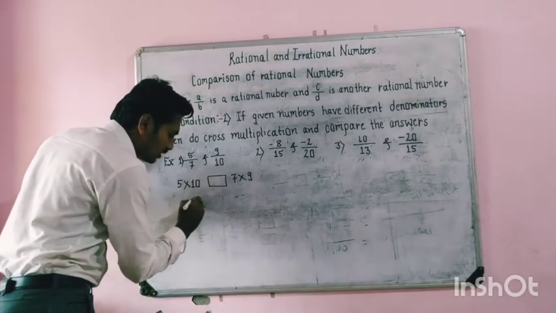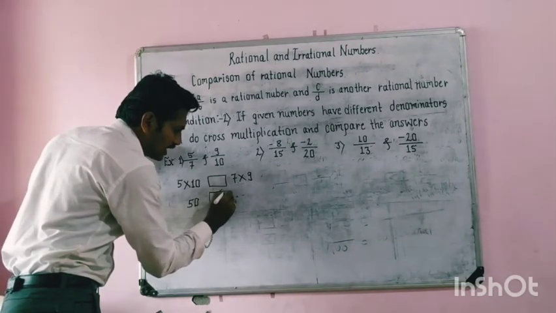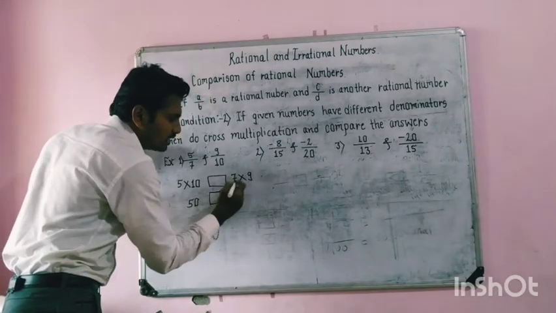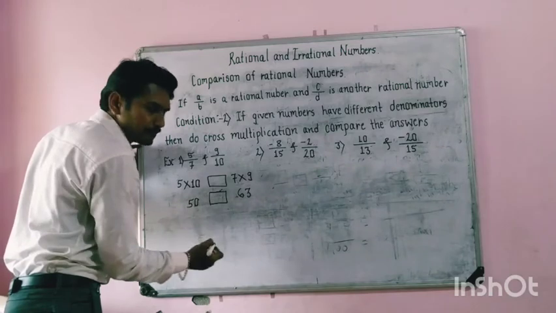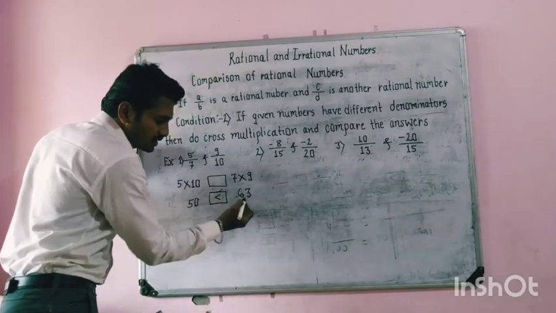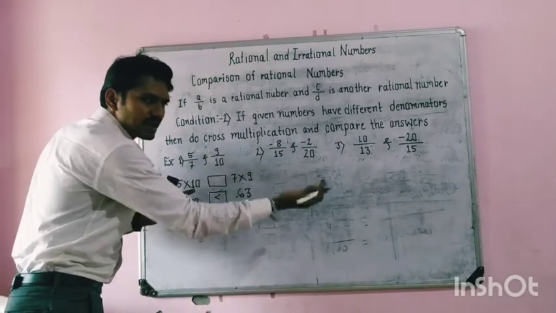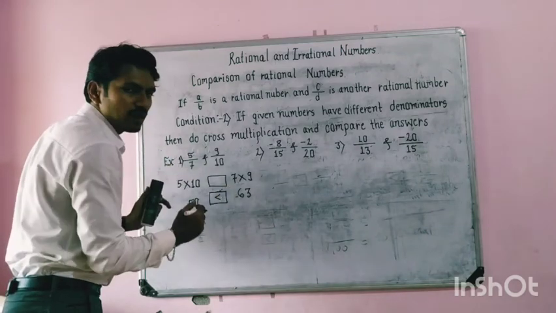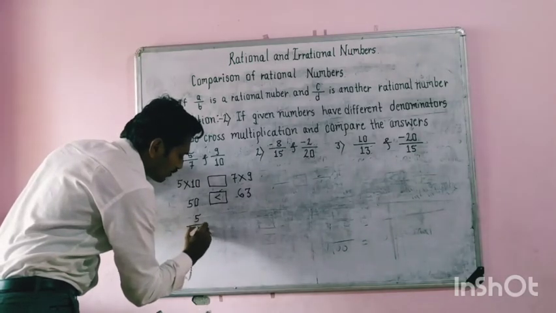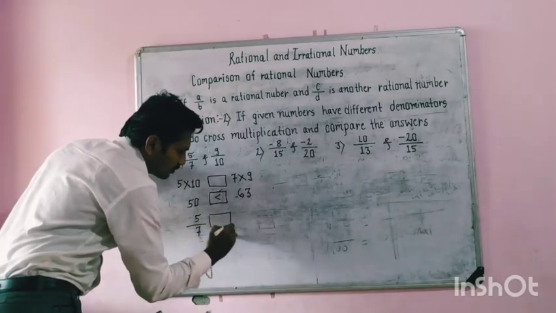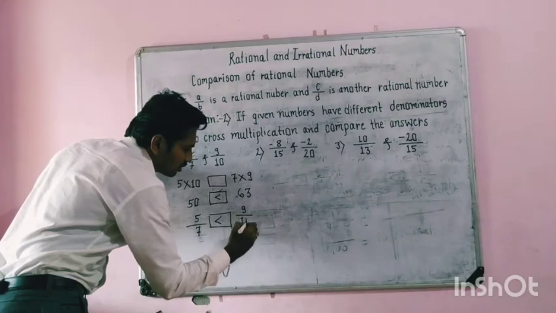5 into 10, the answer will be 50. 7 into 9, the answer will be 63. Then which is greater between them? The right hand side is greater. 63 is greater than 50. If the right hand side is greater, the rational number at the right hand side is greater than the rational number at the left hand side. So the final answer is 5 upon 7 is smaller than 9 upon 10.